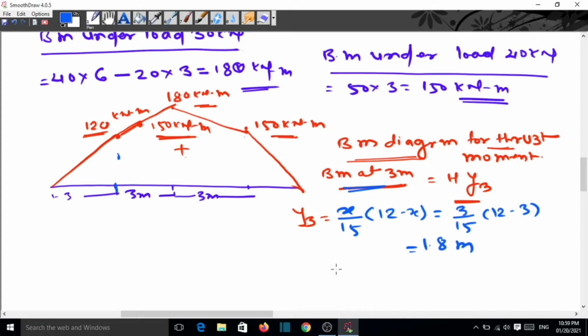meter. So bending moment at 3 meters is equal to H, we know is 66.67, into 1.8, so this becomes 120.